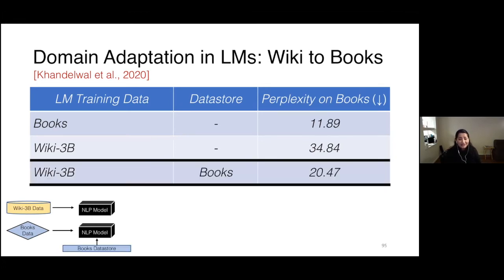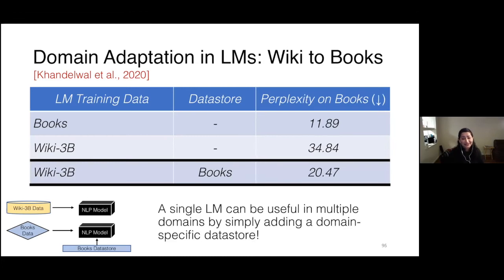But giving it a data store containing in-domain data causes perplexity to improve by about 14 points from 34 to 20. That's a large improvement. And this shows that a single language model can be useful in multiple domains by simply adding a domain-specific data store without any in-domain training.